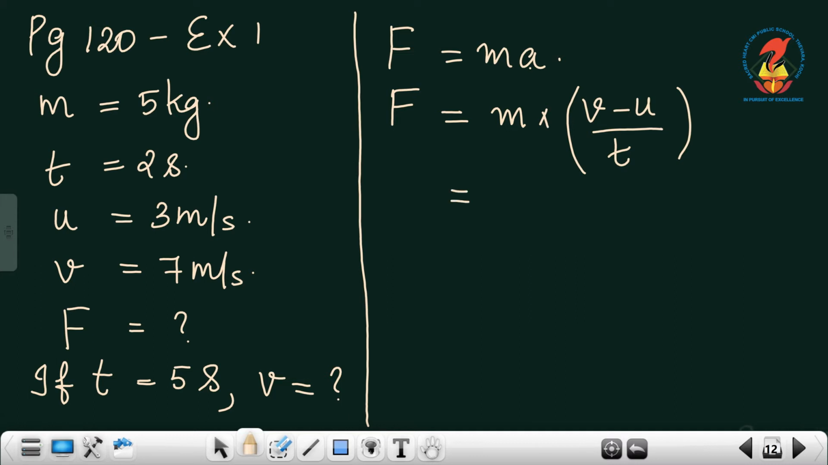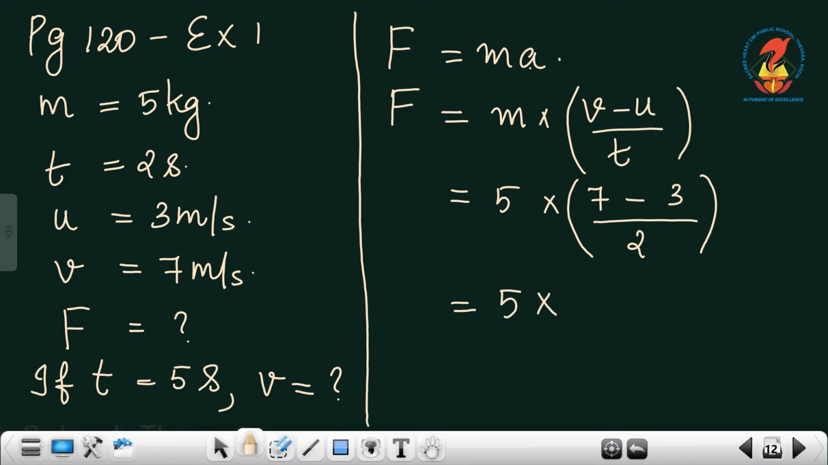Now, let us substitute the values. m is 5 kilogram into v is 7 meter per second minus u is 3 meter per second, divided by time, which is given as 2 seconds. Reminding you, we are doing the first part of the question. So, we substituted that. Now, solving it, we get 5 into (7 minus 3) is 4, by 2.